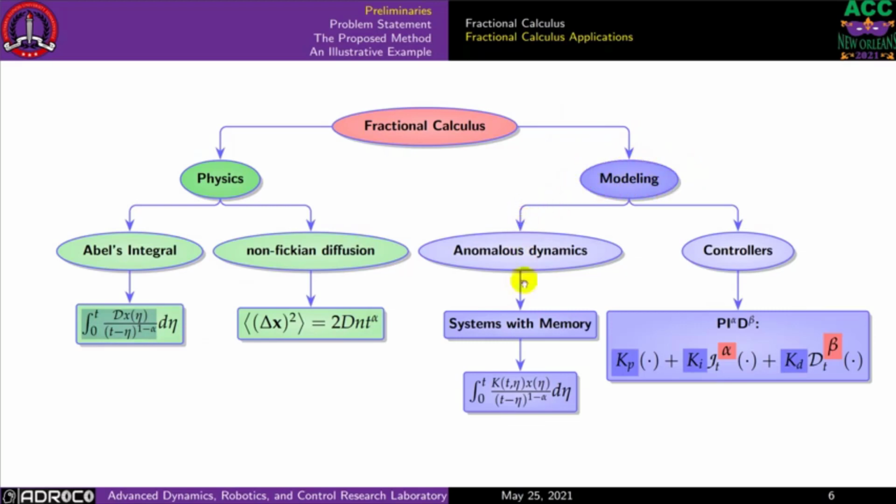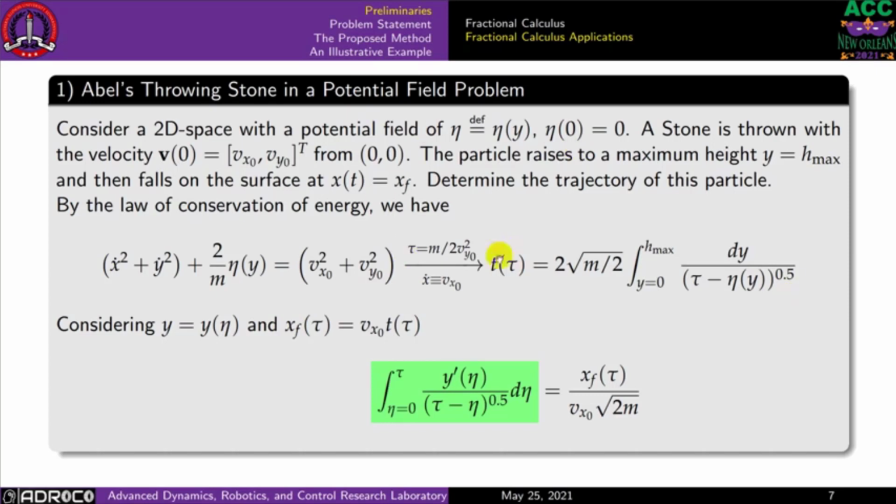As an example of that, if you have a system that has a memory and you would like to capture the memory, you can actually use these fractional operators in your controller. So you might use these orders as extra parameters to tune the system. Speaking of this, I would like to show you a couple more examples here. The first example is going to be Abel's problem of throwing a stone in a potential field.